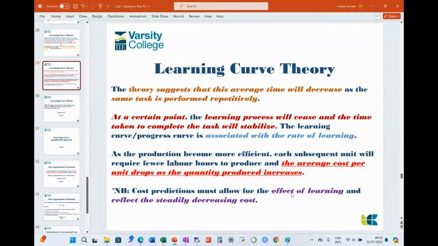The learning curve or process curve is associated with the rate of learning. Okay. The average cost per unit drops as the quantity produced increases. What are these people saying? Somebody help me. What do they mean by this? You saw that statement there in red underlined? The average cost per unit drops as the quantity produced increases.